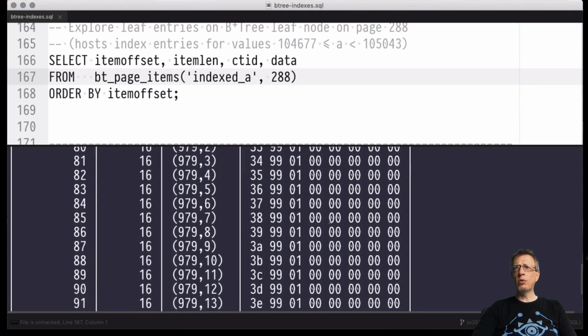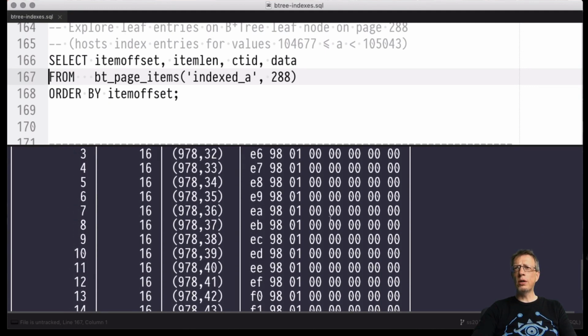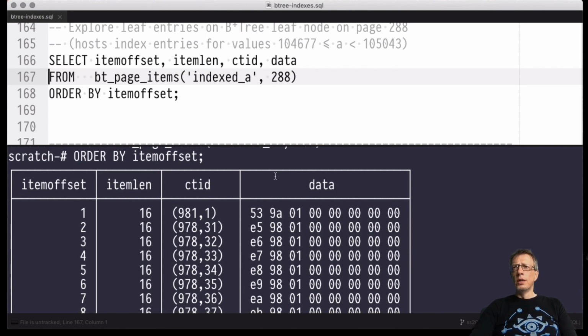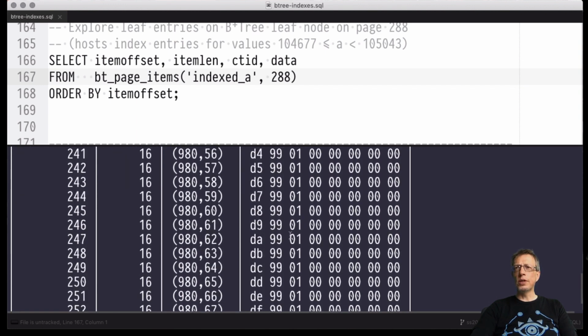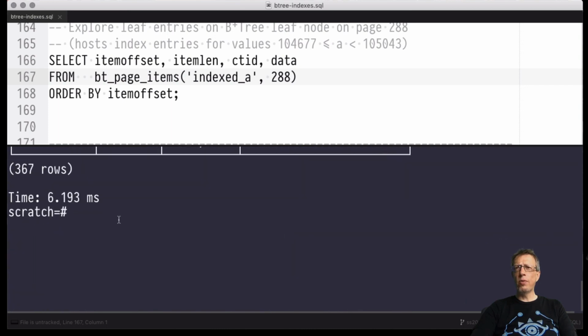So what we find here now is, let's go to the very beginning. There we are. Okay. So what we find here now is this is the first usable entry. Everything else is the high key entry. Okay, so this is the first usable entry, and this points into the heap file of the indexed table already. So on page 978 in slot 3.1, we will find a row value with this particular key value. Okay. We find a row with this key value.